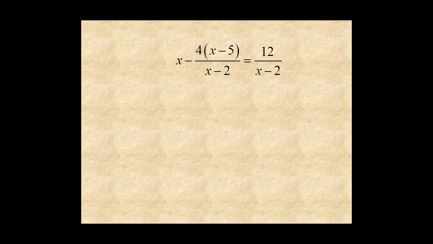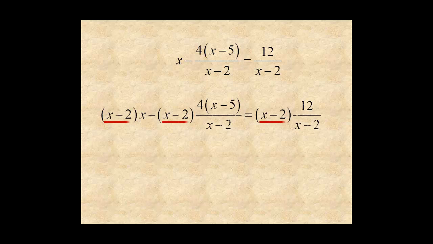For the third example, simplify by multiplying each term of the equation by the LCD of all the terms, which is x minus 2. The first term on the left is x minus 2 times x. In the second term, the factors of x minus 2 cancel, leaving negative 4 times x minus 5. On the right side of the equation, the factors of x minus 2 cancel, leaving 12.